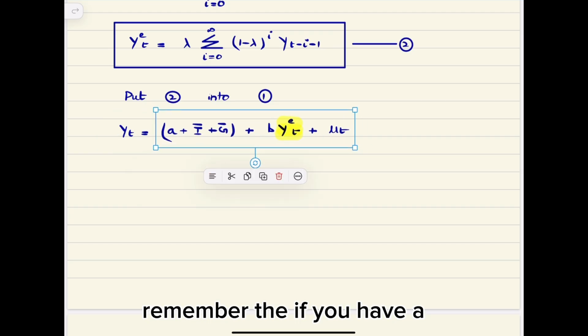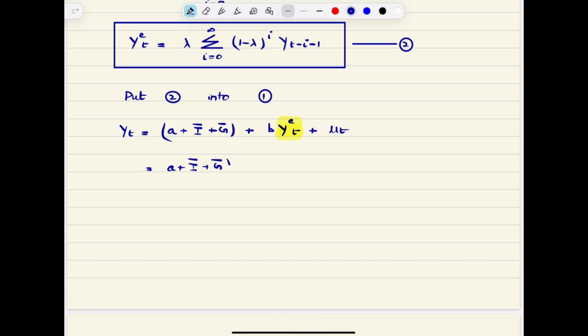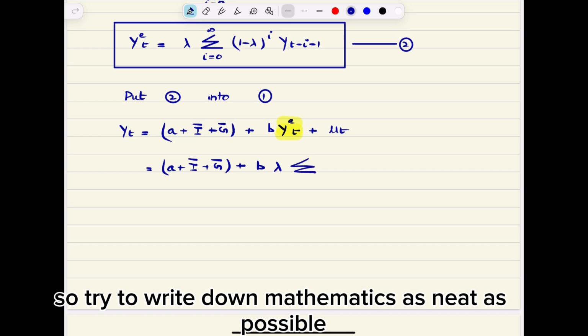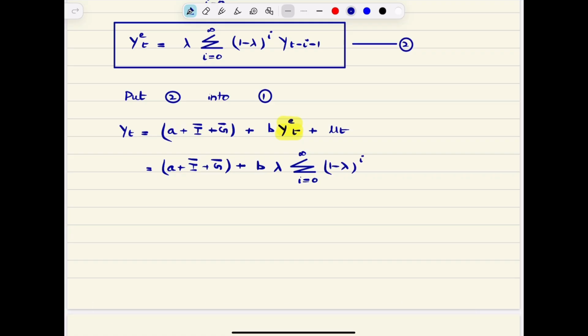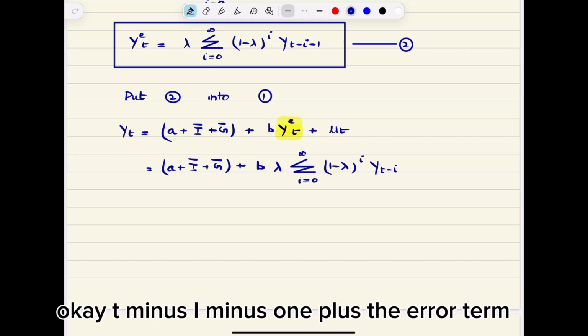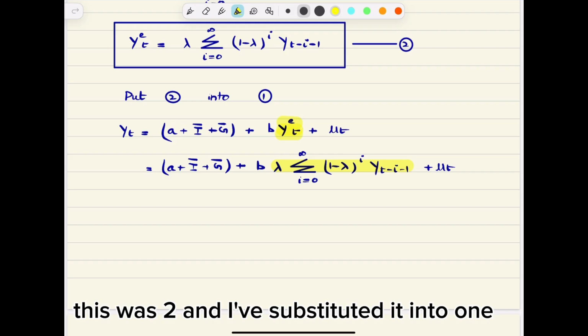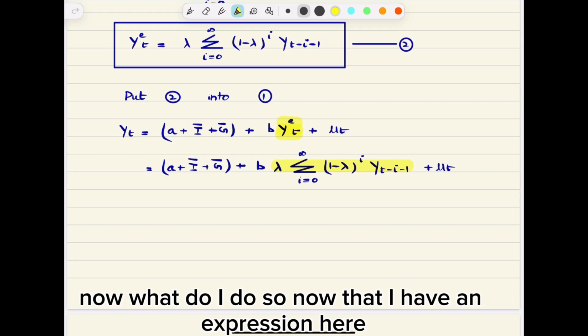Remember, if you have too much clutter, then you won't even be able to think properly because of the clutter. So try to write down mathematics as neatly as possible if you want to avoid making mistakes. Okay, y_{t-i-1} plus the error term. So I've substituted in, this was 2, and I've substituted it into 1. Okay, now what do I do?